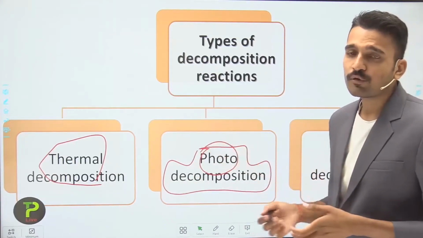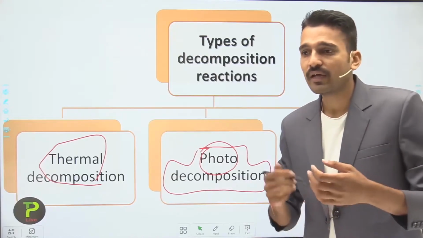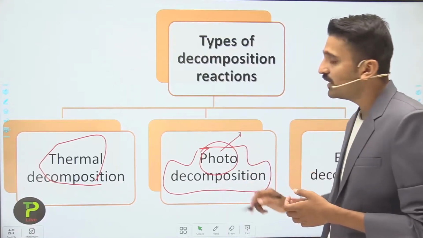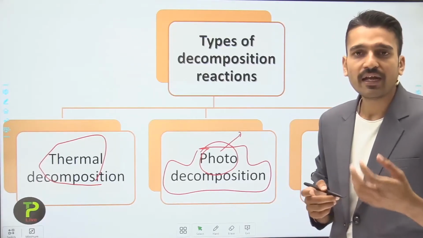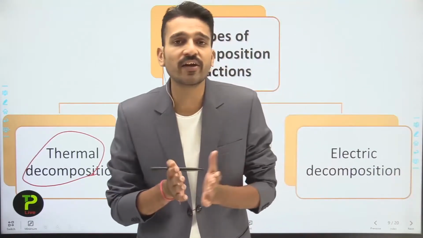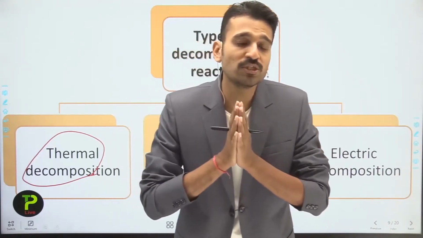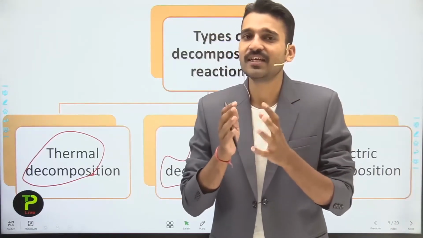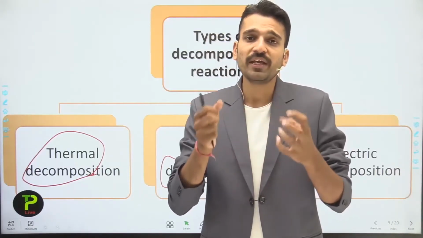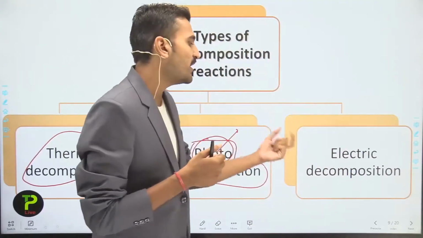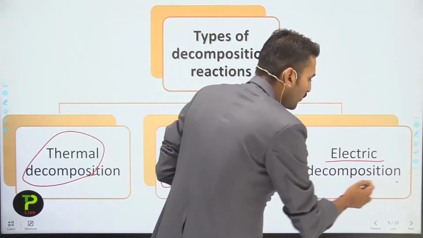So photo decomposition reactions, it means what? That the reaction is proceeding with the help of light energy. So what is happening in the electrical decomposition reaction? In the electrical decomposition reaction, a decomposition is happening with the help of electricity. If we pass electricity, then the breakdown of any compound takes place. So this comes in the electric decomposition reaction.